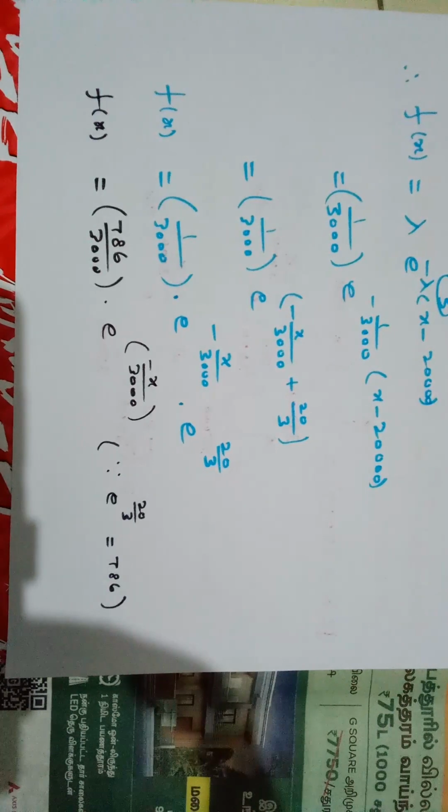f of x is equal to lambda into e power minus lambda into (x minus 20,000). So this is the formula for f of x in the exponential distribution. So 1 by 3000 into e power minus 1 by 3000 into (x minus 20,000). Keep 1 by 3000 as it is, and then I take minus 1 by 3000 into the bracket. So it will be minus x by 3000, and minus into minus is plus, so 20 by 3.